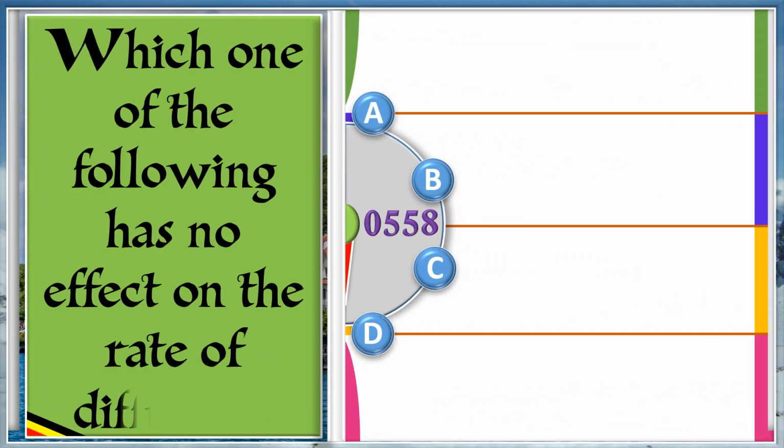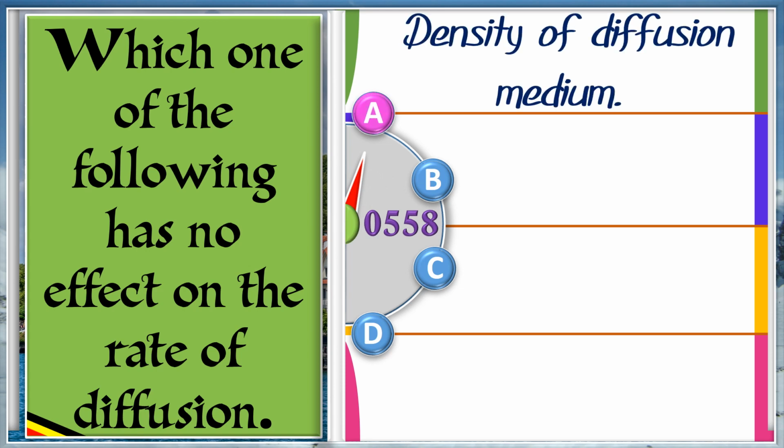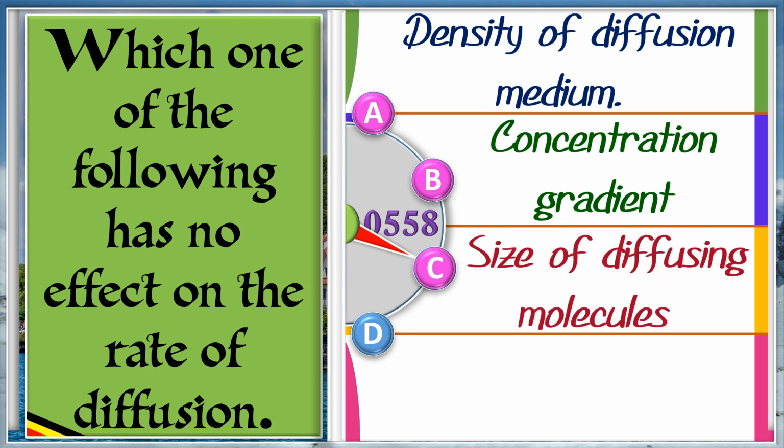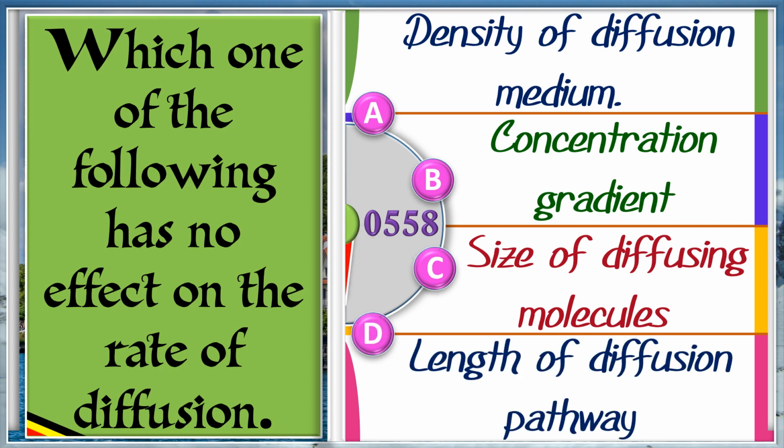Which one of the following has no effect on the rate of diffusion? A. Density of diffusion medium. B. Concentration gradient. C. Size of diffusing molecules. D. Length of diffusion pathway. And the answer is A. Density of diffusion medium.